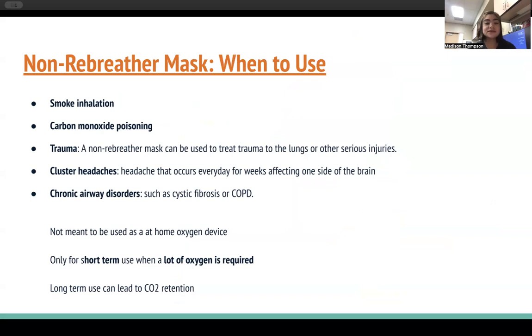So when would you use a non-rebreather mask? Some examples are someone who experienced smoke inhalation, carbon monoxide poisoning, trauma to the lungs or any other serious injuries, cluster headaches, or any chronic airway disorders such as cystic fibrosis or COPD. Something about this mask is it's only intended for short-term use when a lot of oxygen is required. So it's not meant to be used as an at-home oxygen device, because long-term use can lead to CO2 retention.